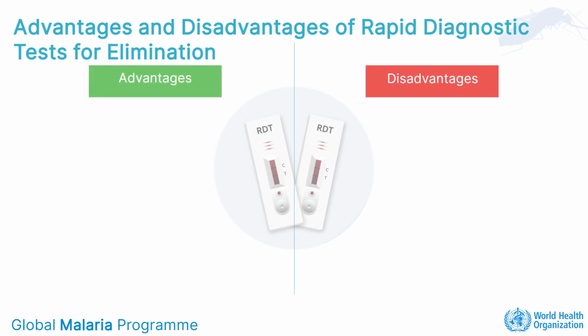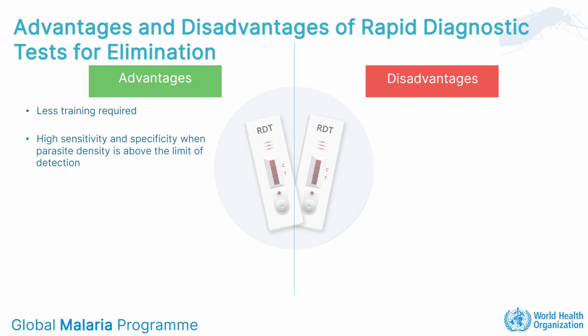The positives for RDTs are quite clear. Less training is needed for someone to become proficient in preparing and reading RDTs and to arrive at an accurate result. RDTs have a high level of sensitivity and specificity when parasite density is above a threshold of around 100 parasites per microliter. This means that the tests are highly accurate when used in a clinical setting.